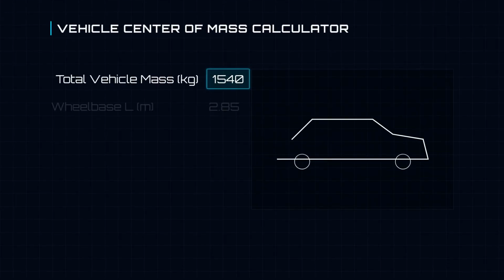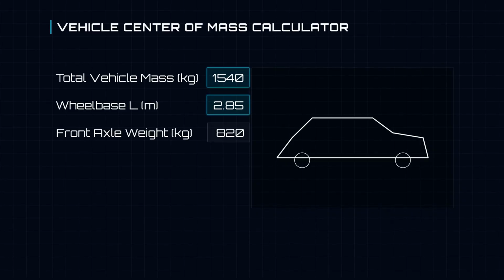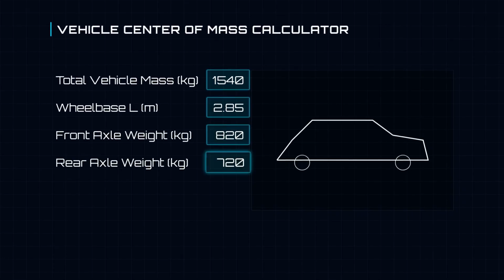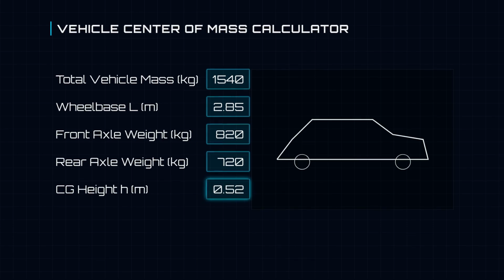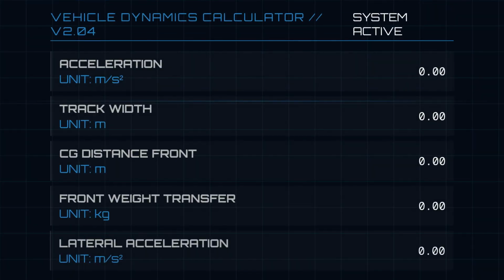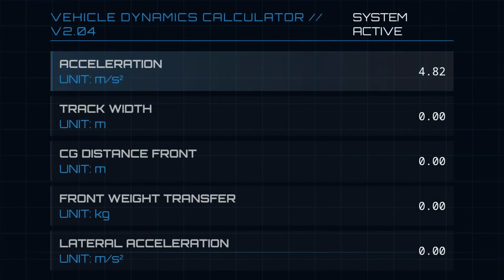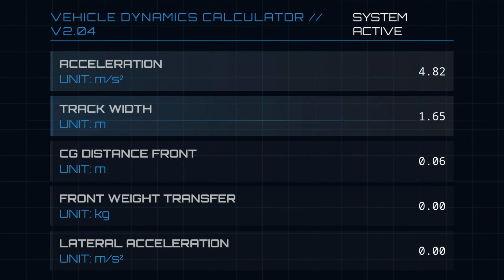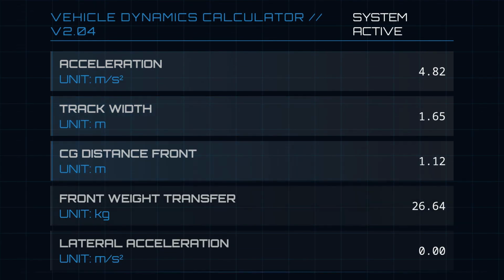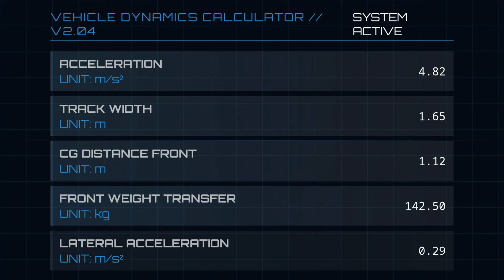The input fields are total vehicle mass in kilograms, wheelbase L in meters, front axle weight in kilograms, rear axle weight in kilograms, and CG height H in meters. Acceleration in meters per second squared, track width in meters, CG distance from front in meters, front weight transfer in kilograms, and lateral acceleration in meters per second squared.